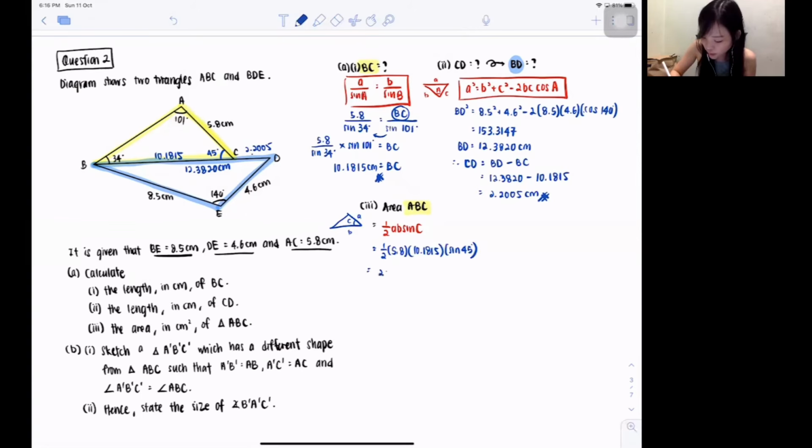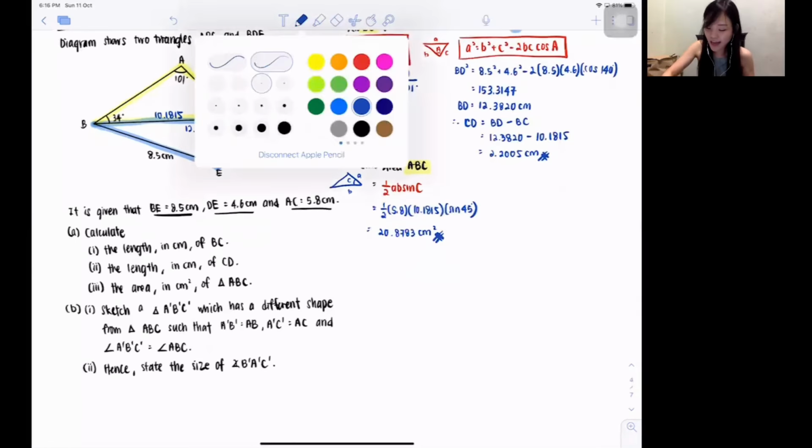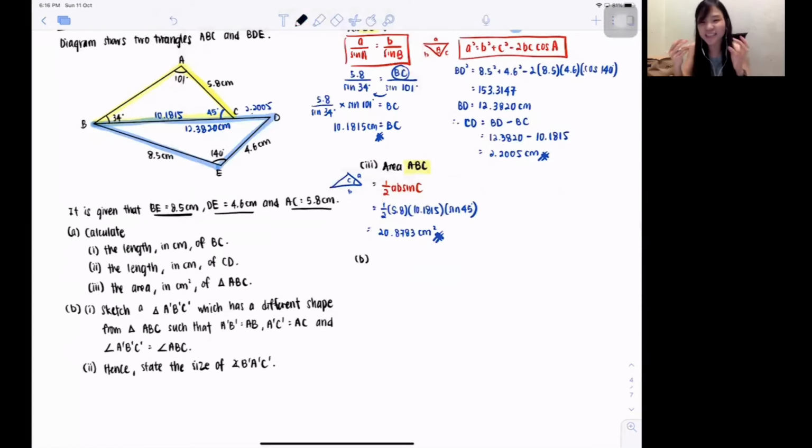Do you guys get 20.8783 cm square? That easy, right? I got it. Hopefully you guys think it's easy, because I teach also, I feel like it's so easy, my dear, okay? But as a teacher, you guys will always say like that.